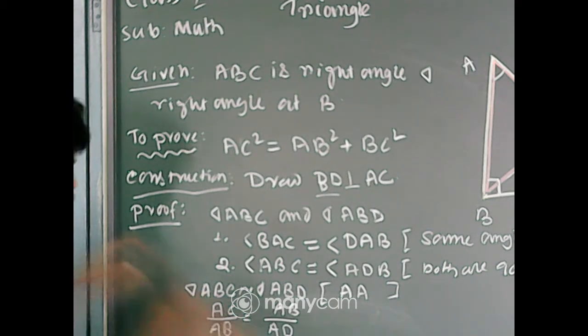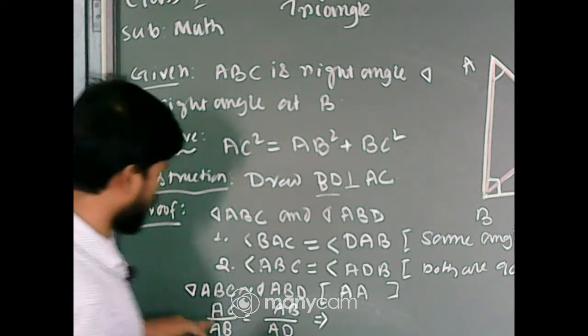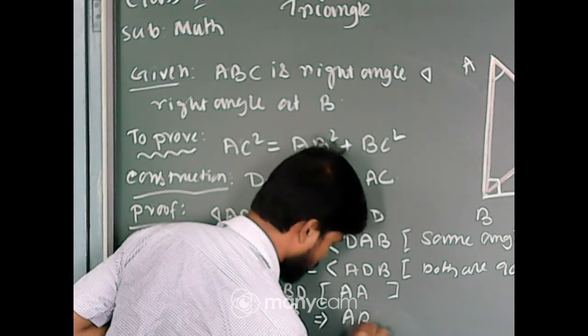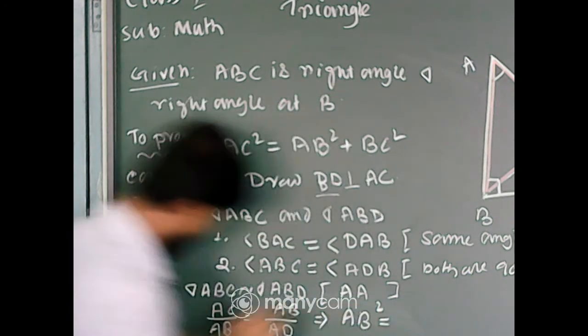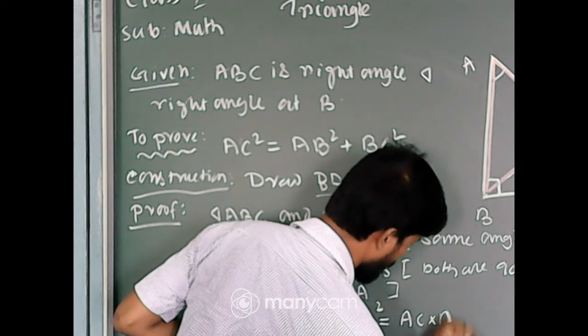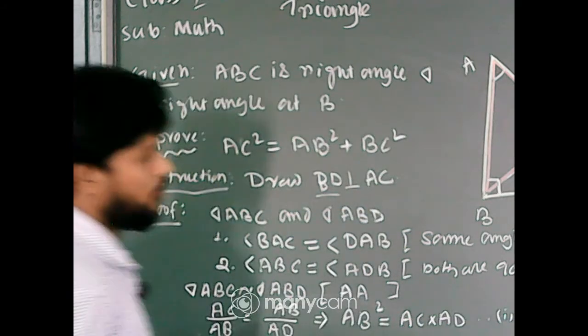Now, do one thing, do the cross multiplication. If I do the cross multiplication, it will be AB into AB, that is AB square, is equal to AC into AD. This is our equation number 1.